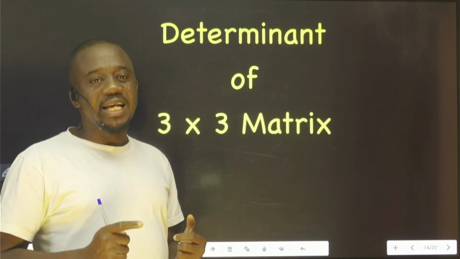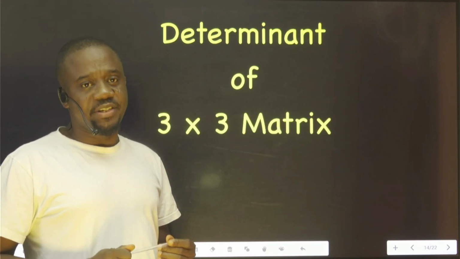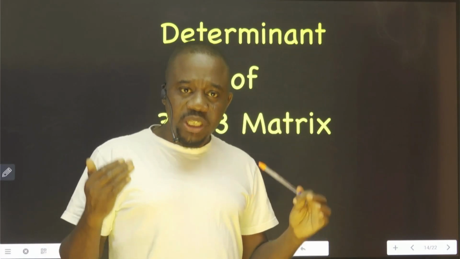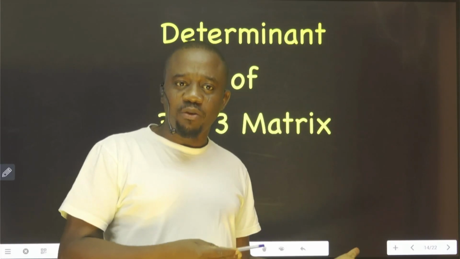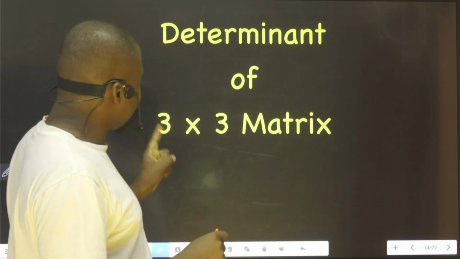In this class, we're going to look at the determinant of a 3 by 3 matrix. You have a 3 by 3 matrix. How do you tackle the determinant? We have seen that of 2 by 2. Now is the time to do that of 3 by 3. Okay?